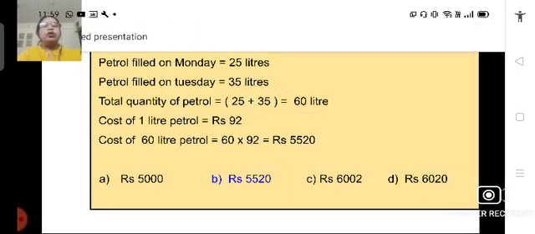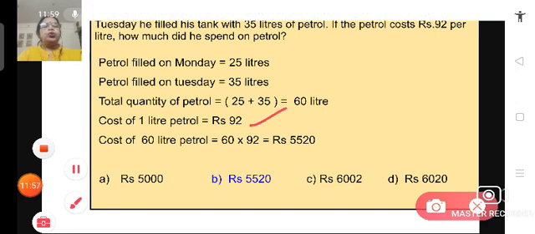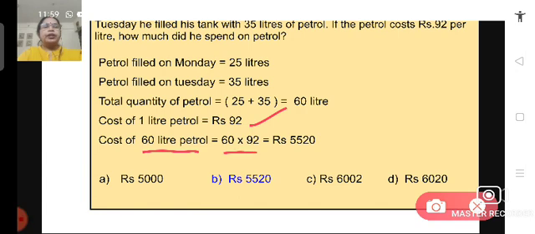And the cost of 1 liter of petrol is rupees 92. So, what will be the cost of 60 liters of petrol? It will be 60 multiplied by 92, that means rupees 5,520. So, here we have option B as the correct answer for this problem.